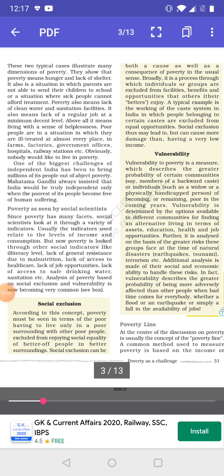Now, another aspect that we have to discuss is vulnerability. Vulnerability describes the greater probability or chances of a particular section of society, which is poor, being more adversely affected than other people who live a normal life, when some bad times come for everybody.